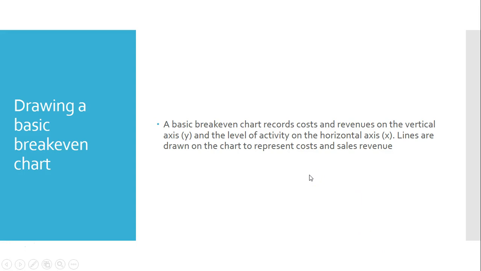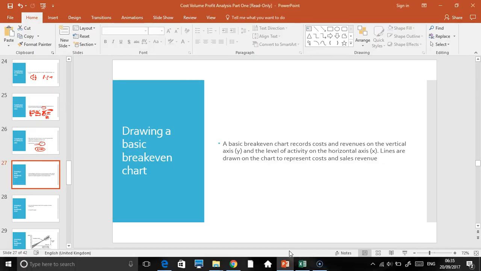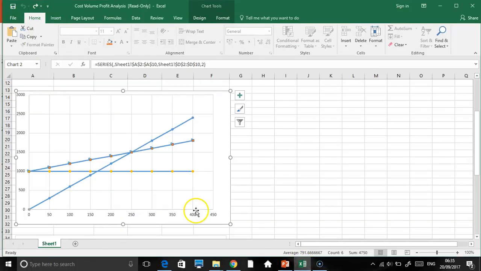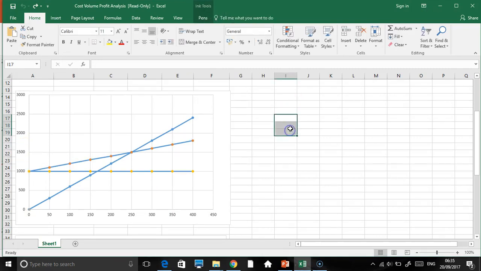So on the y-axis, the costs and revenue are plotted. We just write costs and revenue on this axis, because we're plotting costs and revenues here, and here we're plotting the number of units.